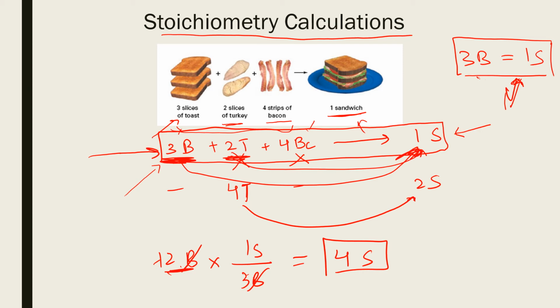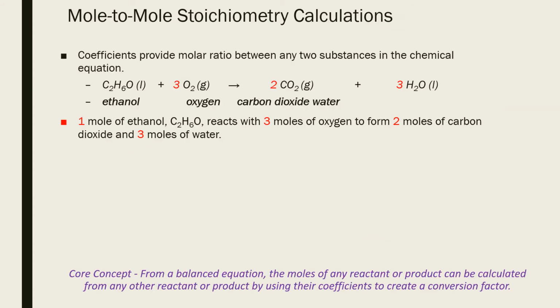In stoichiometric calculation, instead of bread and turkey and bacon, we have actual chemical compounds, but the process is exactly the same. Let's now apply the stoichiometric calculation concept which we learned from this sandwich example to a real chemical reaction.